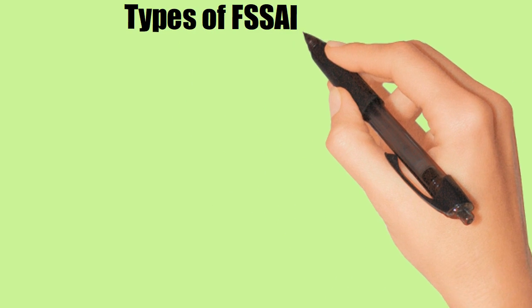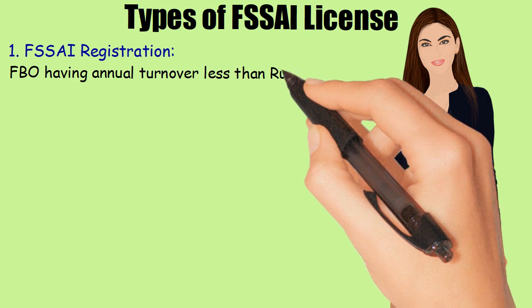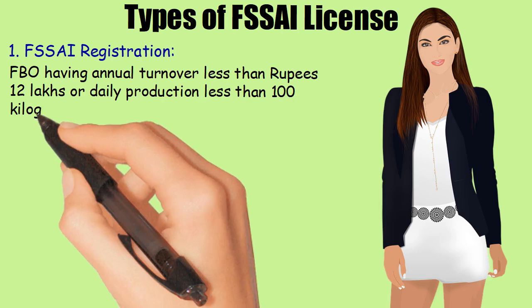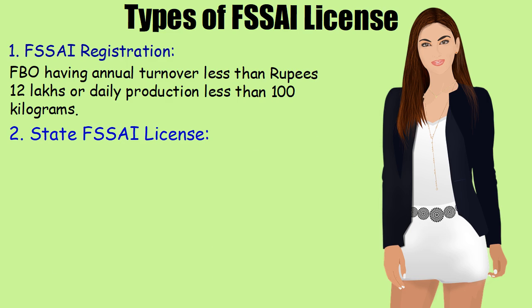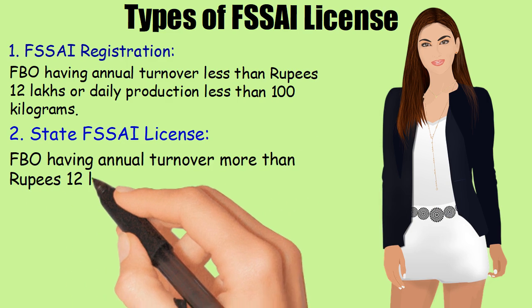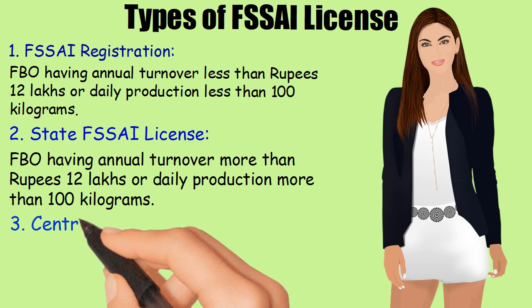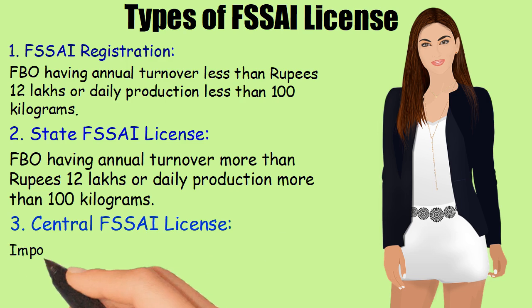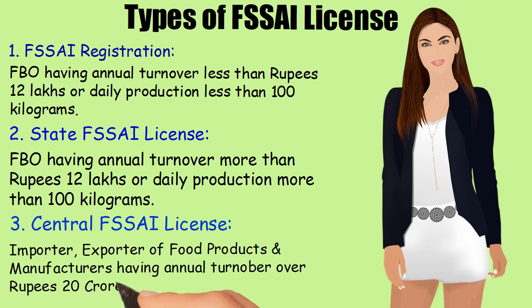Types of FSSAI license. Let's see. What are the types of FSSAI licenses and who is required to take which license? 1. FSSAI registration: FBO having annual turnover less than rupees 12 lakhs or daily production less than 100 kilograms. 2. State FSSAI license: FBO having annual turnover more than rupees 12 lakhs or daily production more than 100 kilograms. 3. Central FSSAI license: importers, exporters of food products and manufacturers having annual turnover over rupees 20 crores.